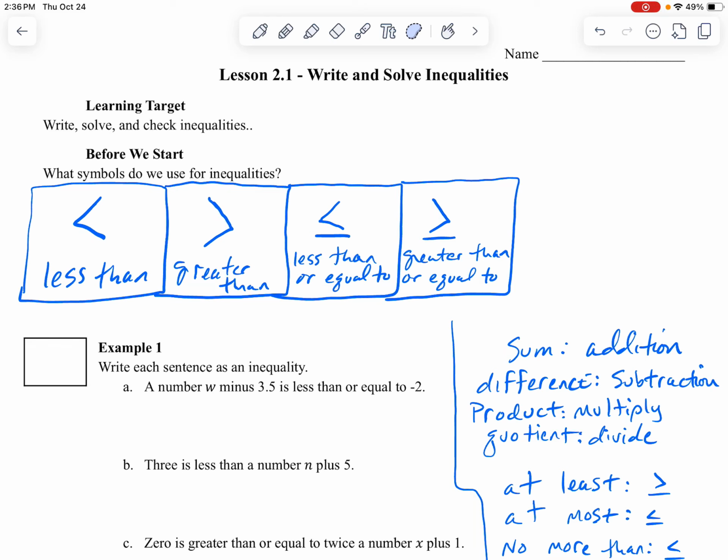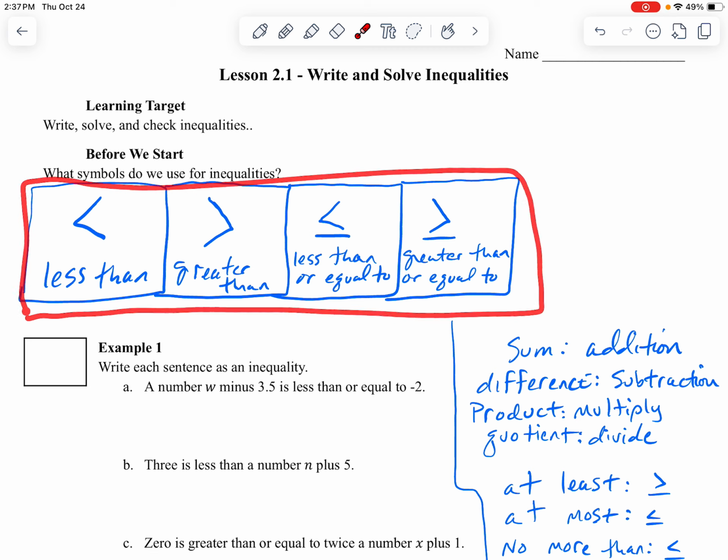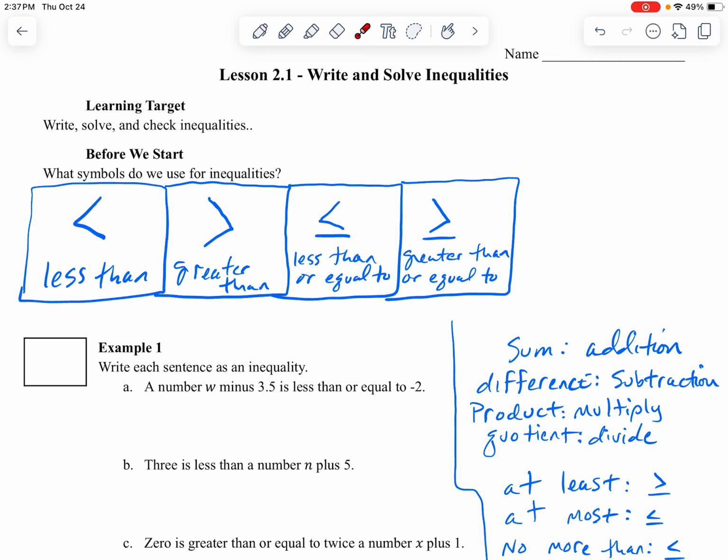In this video I'm going to go through our notes for section 2.1, on writing and solving inequalities. Often when we have equations, we end up with a singular answer, like x equals 3. With inequalities, we've got 4 different options, and these are what those 4 different options are. So instead of just the regular equal sign, you're going to see one of these.